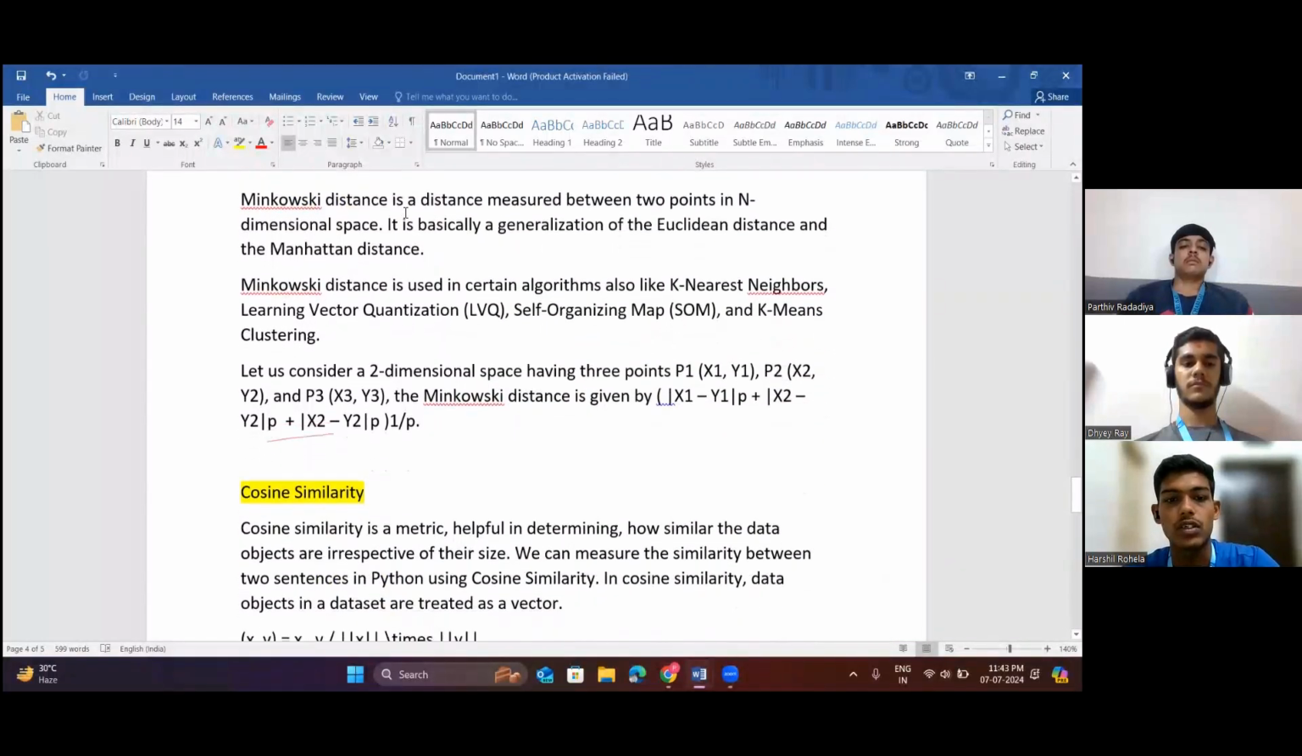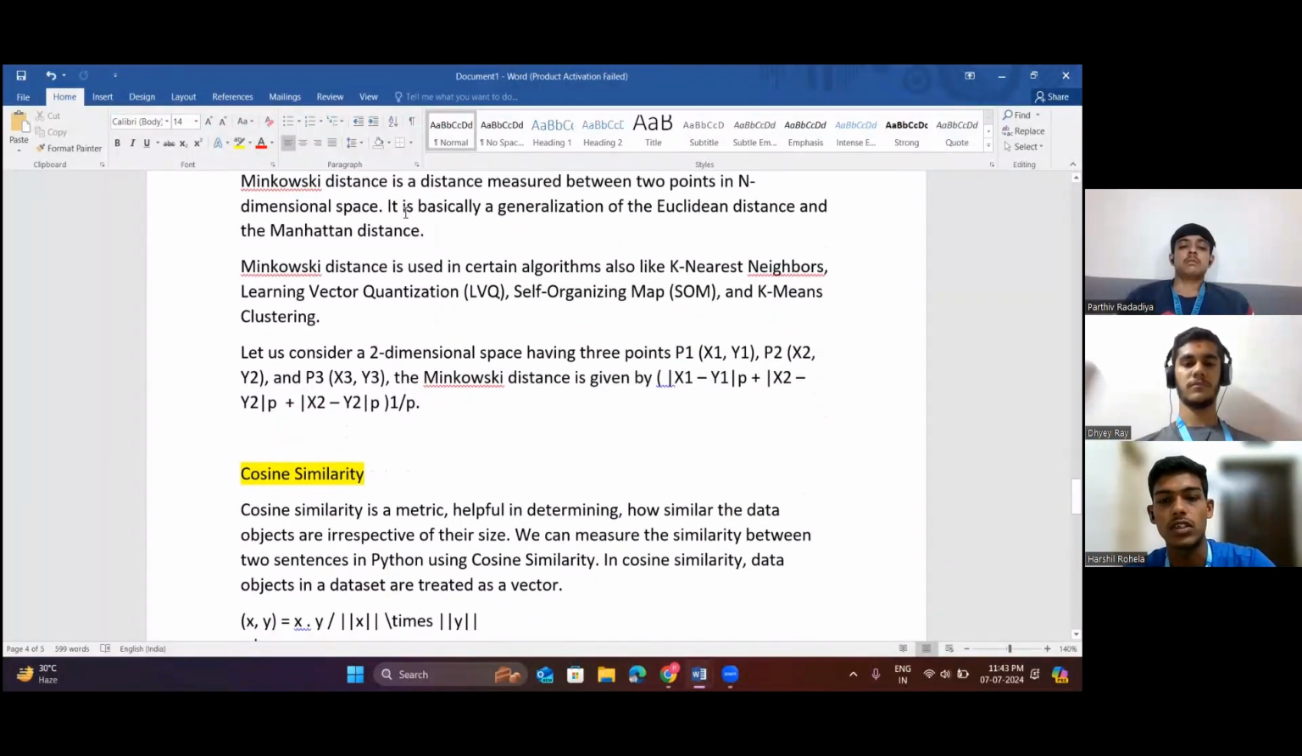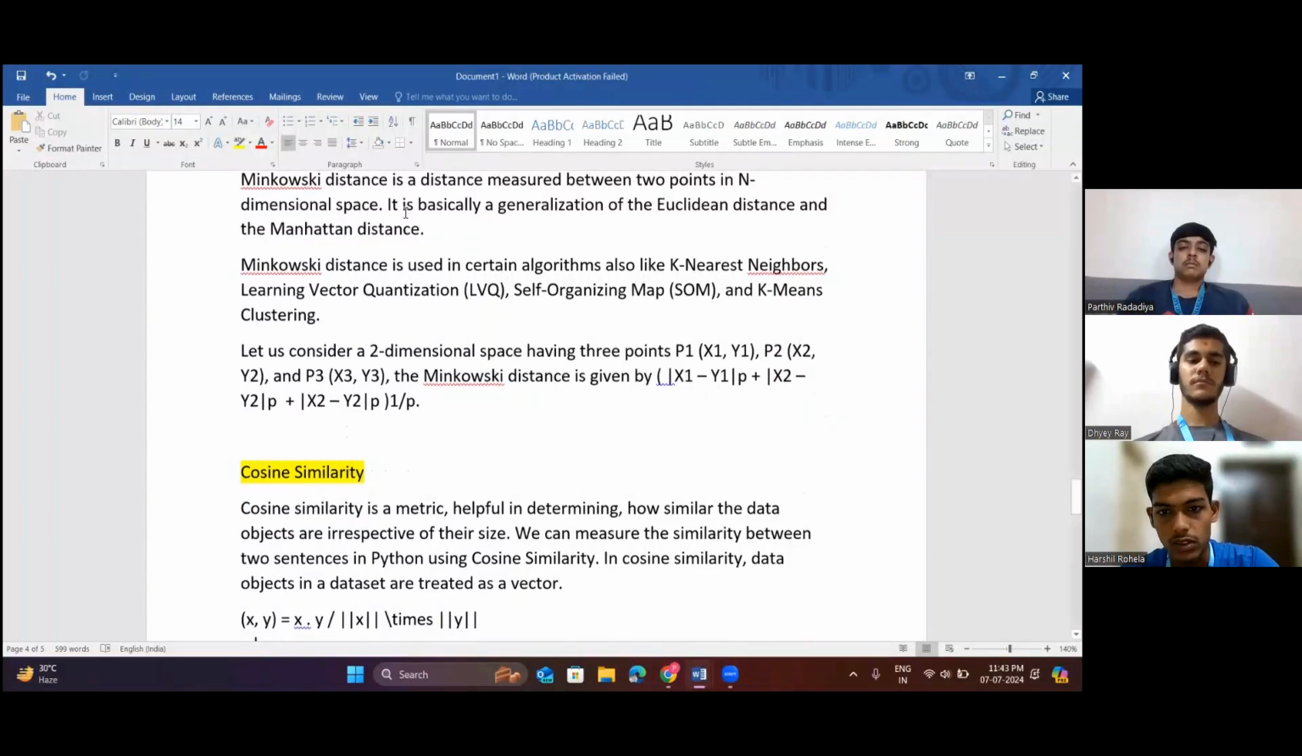The formula for this in two dimensions: we have three points, x1, y1, x2, y2, and x3, y3. The formula for the distance is the absolute value of x1, y1 to the power p plus x2, y2 to the power p plus x3, y3 to the power p, whole raised to the power 1 by p. Here p is the number of points. For the example, p will be 3.